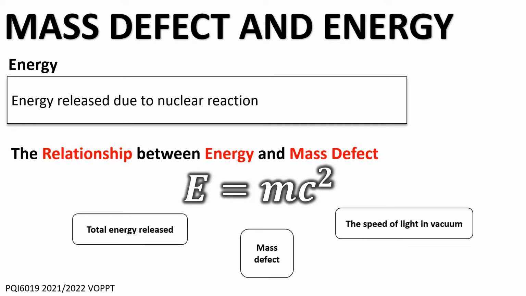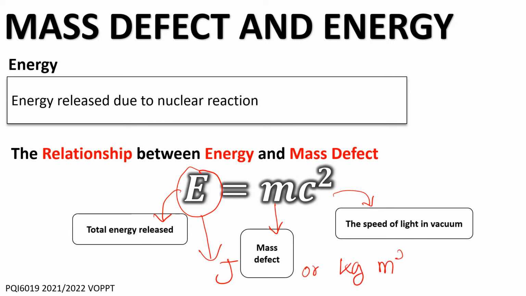What is meant by this equation? E is the total energy released, while m is the mass defect, and c is the speed of light in vacuum. Since it is energy, the unit is joule or kilogram, like this. Okay?